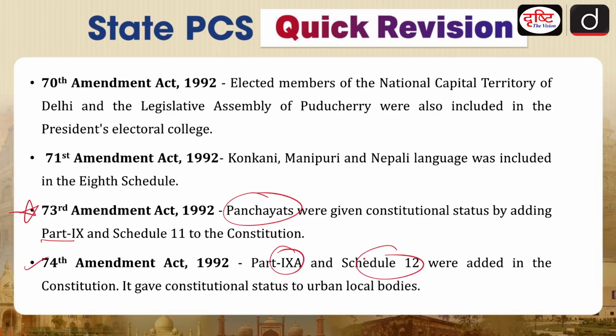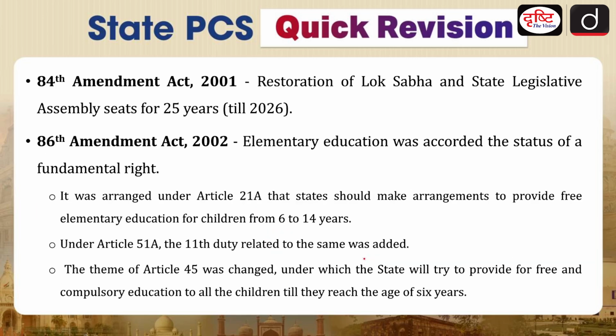Moving further, the 84th Amendment Act 2001 talks about the freezing of Lok Sabha and State Legislative Assembly seats for 25 years, that is till 2026. Then coming to the next one, the 86th Amendment Act 2002 talks about the right to education. That has become a fundamental right.